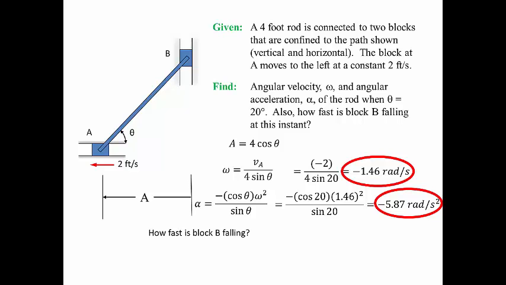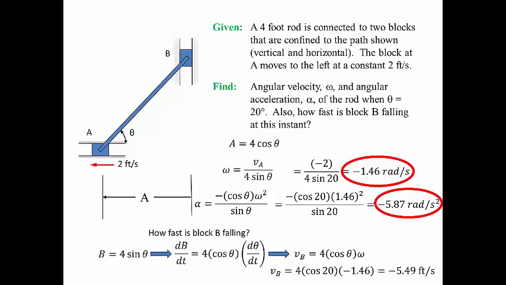Well, we can figure this out by writing an equation relating the change in B to our angle. In this case, B is equal to 4 times the sine of theta. If we take the derivative of this function, we get that the derivative of B with respect to time is equal to 4 cosine of theta d theta dt, which simplifies to the velocity of B is equal to 4 cosine of theta times the angular velocity of the rod. Knowing that our angular velocity is minus 1.46 radians per second, and that our angle is 20 degrees, we can plug those values into our equation and get that the velocity at B is equal to negative 5.49 feet per second.